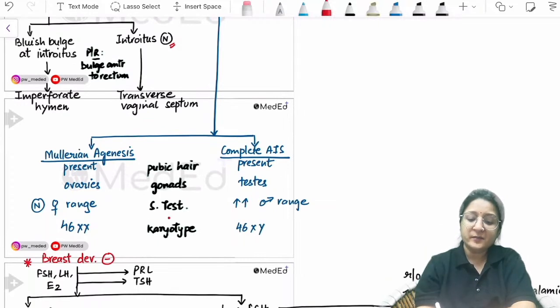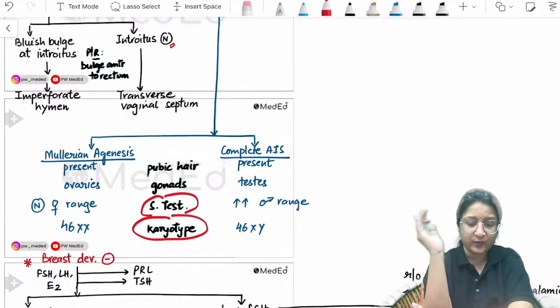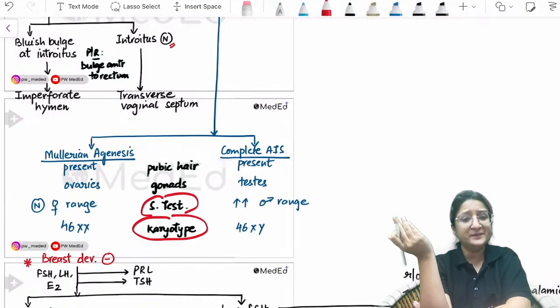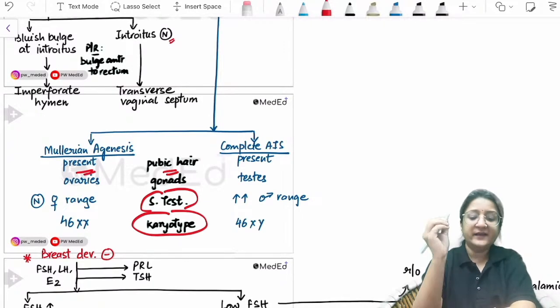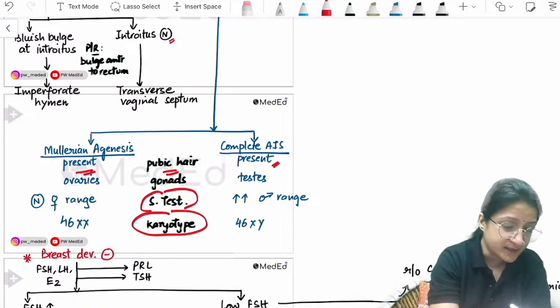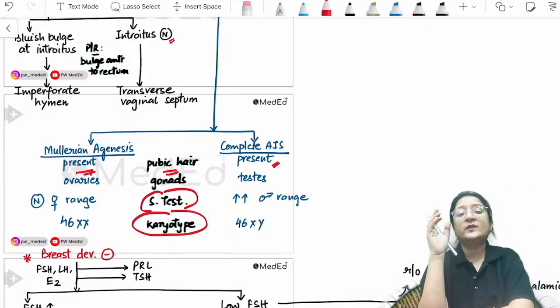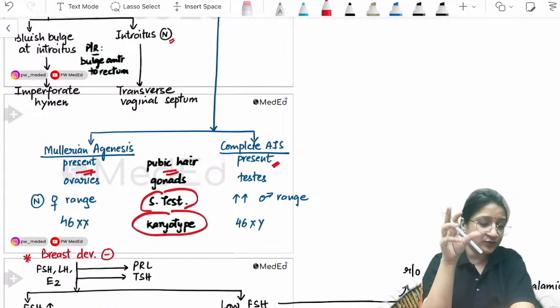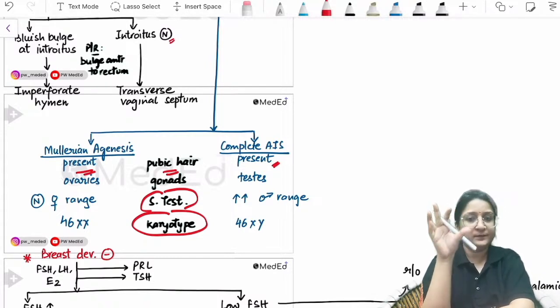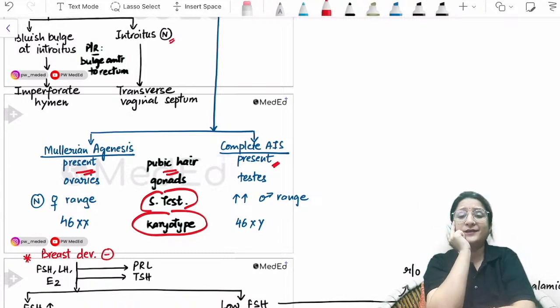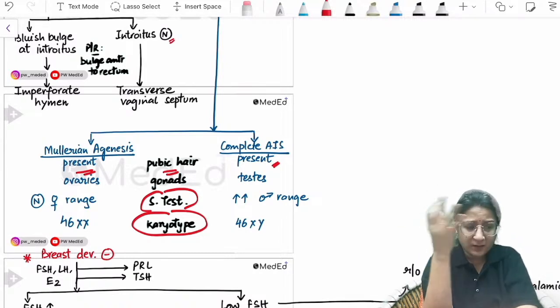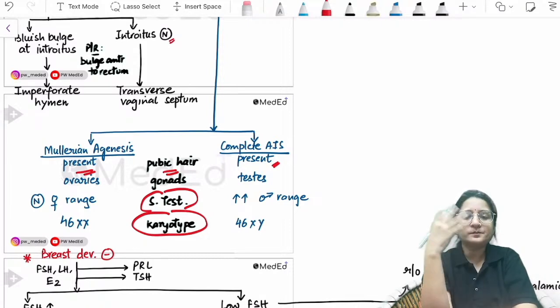The 100% diagnosis can be made by karyotype only. Serum testosterone levels can also help, because in complete androgen insensitivity syndrome they are going to be in the male range. And pubic hair is going to be present in Mullerian agenesis, and absent in complete androgen insensitivity syndrome. And yes, you are right, suprapubic swelling, an abdominal lump, can be seen in both. That is because of blood collection inside the vagina and uterus, hematometra, hematopolypus, which is the cause for the abdominal lump.